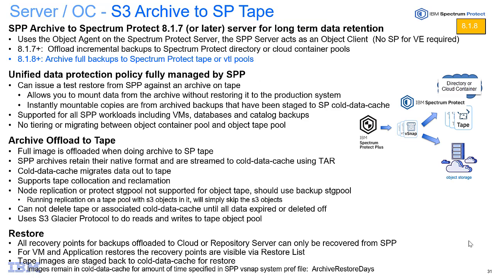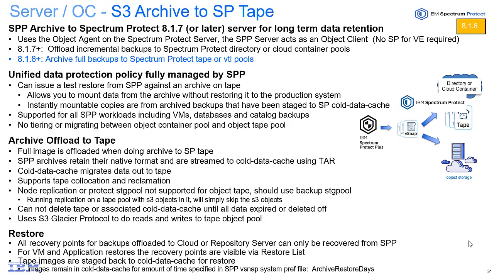Okay, let's move on to the last topic here, and this is going to be your S3 archive to Spectrum Protect tape. Spectrum Protect Plus is able to offload its backups to Spectrum Protect to provide long-term storage. Now, back in version 8.1.7, Spectrum Protect Plus could offload incremental backups to Spectrum Protect directory or cloud container pools. In this version, we're now allowing Spectrum Protect Plus to archive full backups to Spectrum Protect tape or VTL pools.